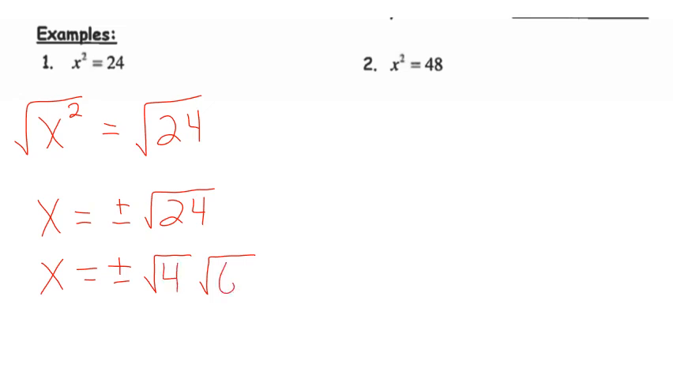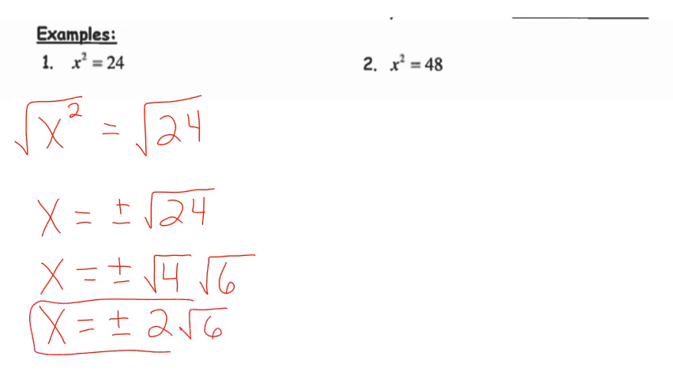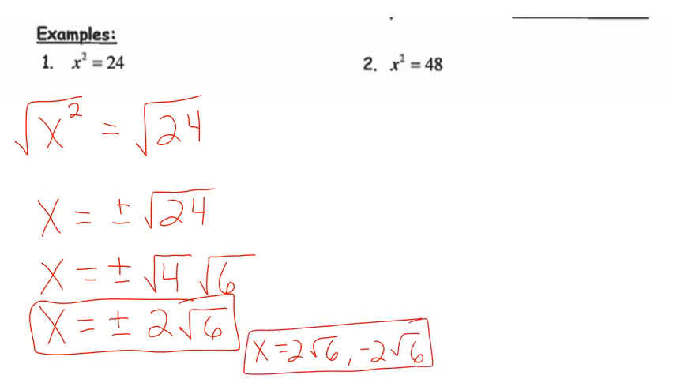So 4 times 6. And again, even though 8 times 3 is 24, we want one of them to be a perfect square. And so our answer is actually plus or minus 2 radical 6. So we actually have here two different solutions. We have 2 radical 6 and actually negative 2 radical 6. So we actually have two different answers. You can write your answer either way. They would both be correct.